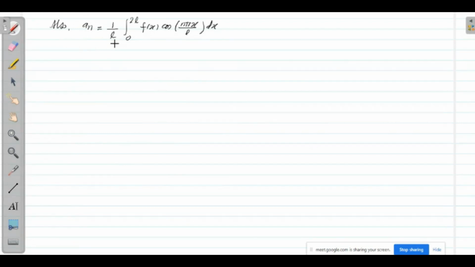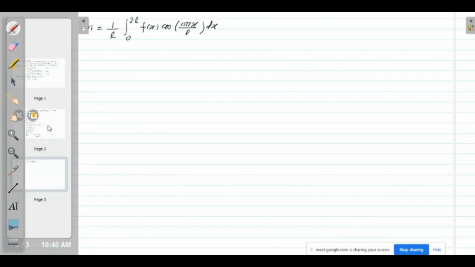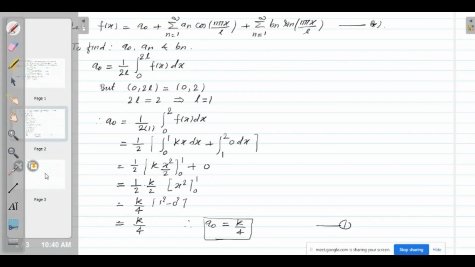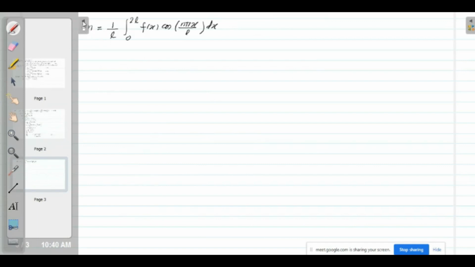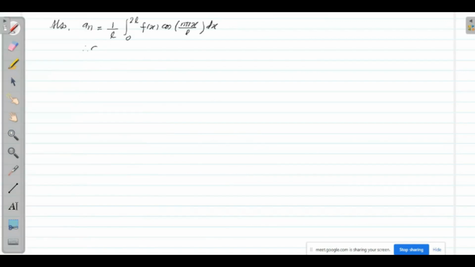But what is L? We found L is 1. So instead of L we just put 1. Therefore an is equal to 1 upon 1 integration of limit 0 to 2 f of x cos n pi x by 1 dx. Just write this in a more simplified form: 0 to 2 f of x cos n pi x dx.